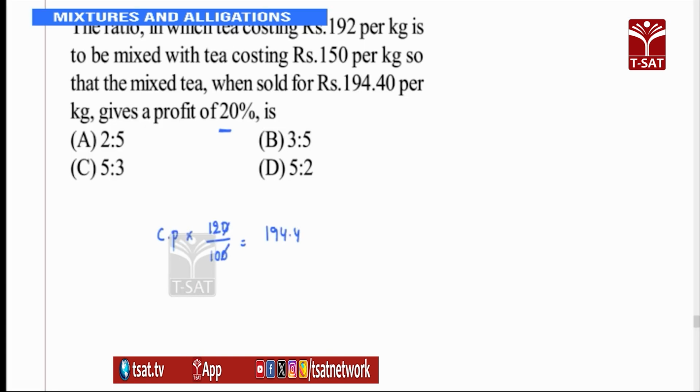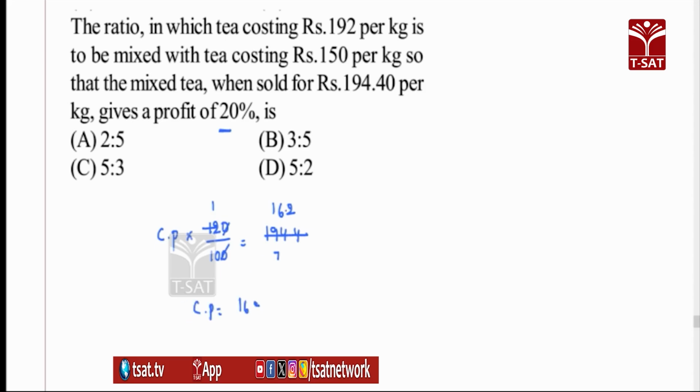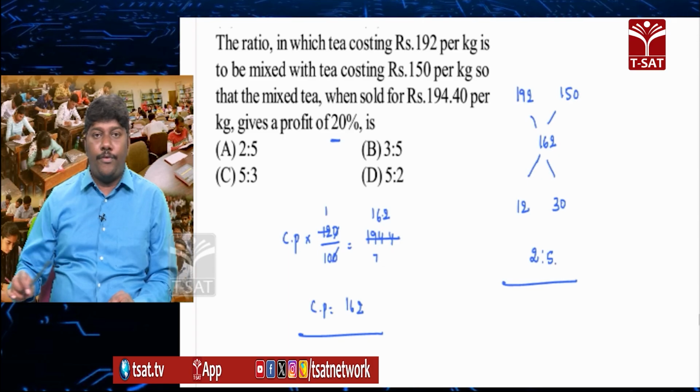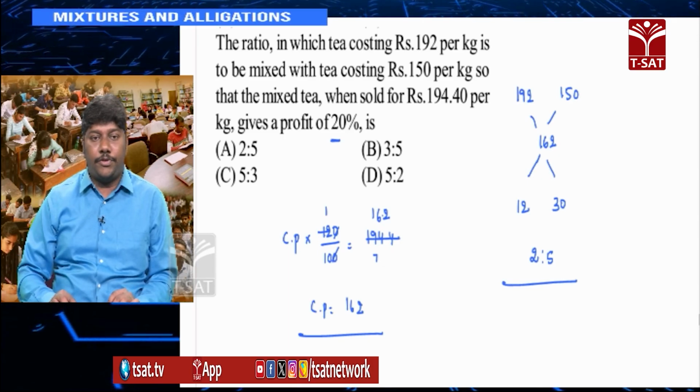Zero anyway cancels. Cancel it in the 12 table. You want the mixture to cost 162. But what is the first type? It is 192 rupees per kg. Second type is 150. What is the mixture cost? 162. Therefore, the difference here is 12. Difference here is 30. Ratio must be 2:5. You are adding them in the ratio 2:5. So this must be mixed in the ratio 2:5.